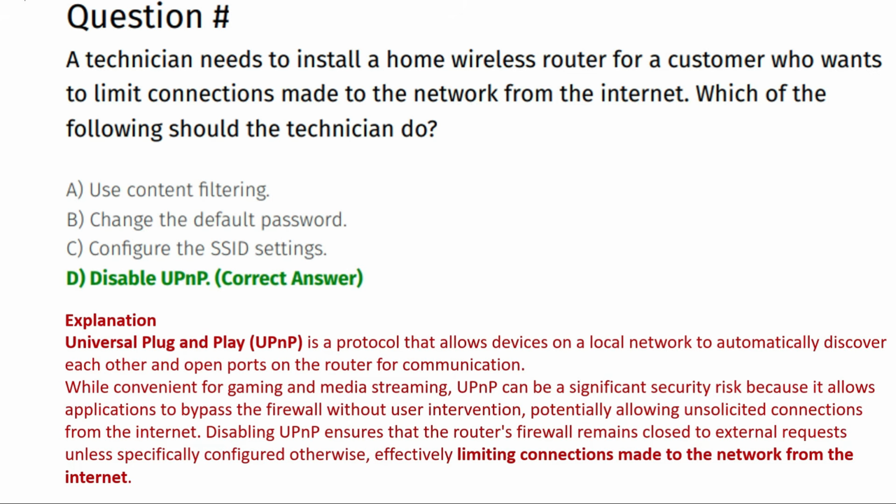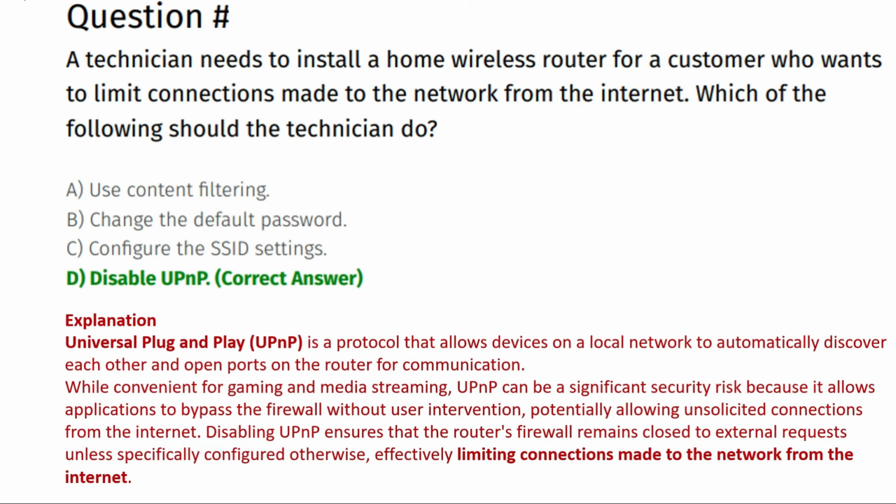Option A, use content filtering. Option B, change the default password. Option C, configure the SSID settings. Option D, disable UPnP. And the correct answer for this question is option D, disable UPnP. So let's check the explanation.